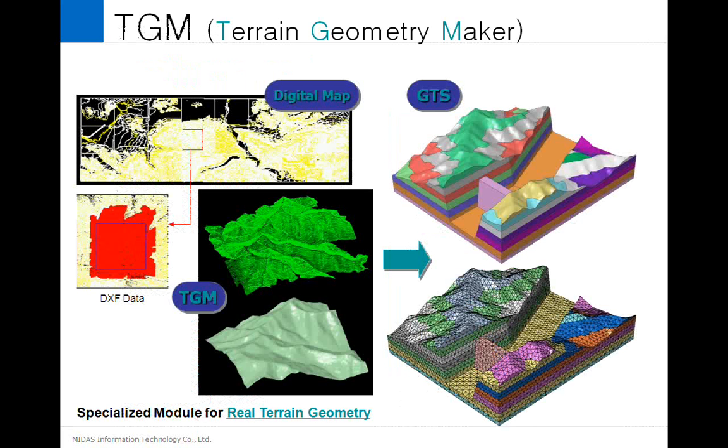And GTS also provides you with the terrain geometry maker, with the help of which you can generate the terrain from digital maps. You can import the digital map into the terrain geometry maker, and with its help you can create the surface which is there in that digital map, which has been provided by ArcGIS or ArcMap softwares.